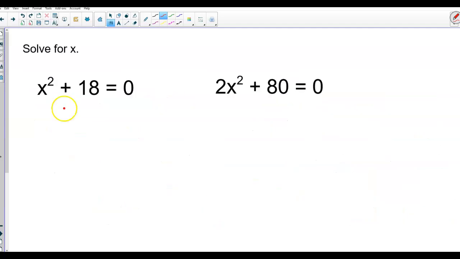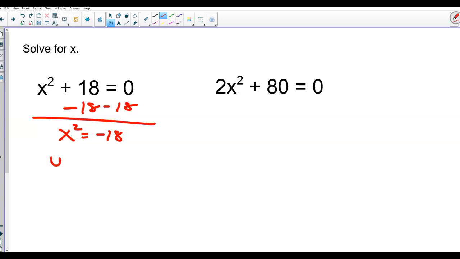It's pretty straightforward. We subtract 18 on both sides, and I'm left with x squared equals a negative 18. Now, to solve for an x squared, we always take the square root of it. The square root of a square is the number without the square. The square root of negative 18 is plus or minus 3i root 2.